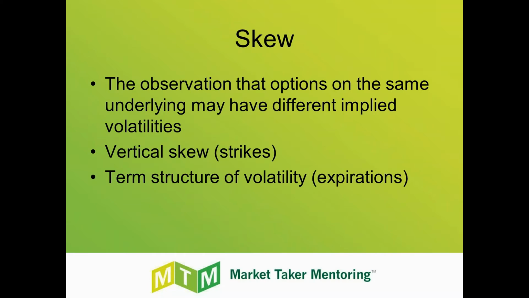A concept that uses implied volatility is the concept of skew. Skew is the observation that options on the same underlying, that's the same stock or ETF, may have different implied volatilities. So just when you think you have it mastered, now we're throwing this wrench in there. There are 2 types of skew. Vertical skew, which is the skew among different strike prices, and the term structure of volatility, or horizontal skew, or time skew, which is the different volatilities among different expirations.